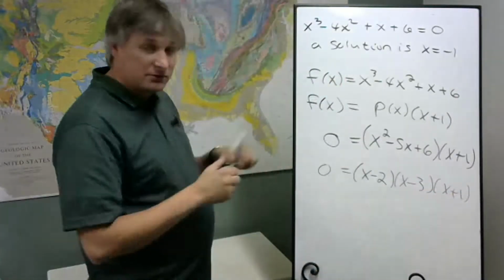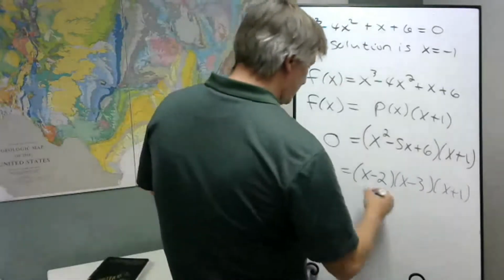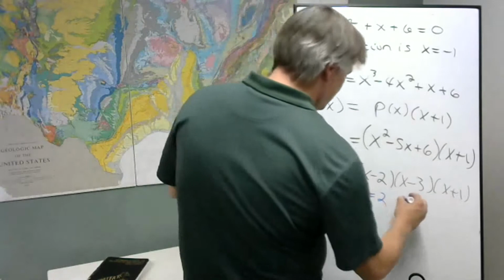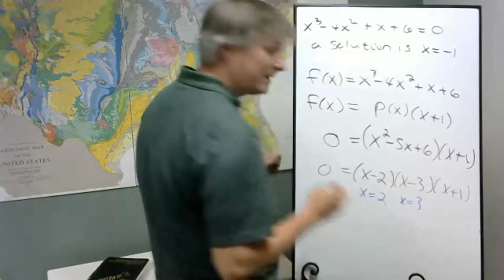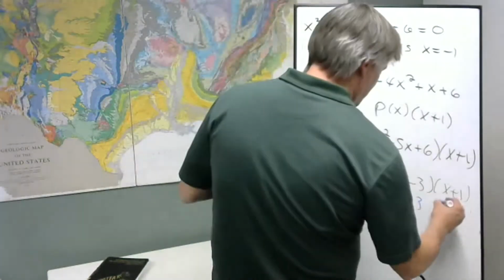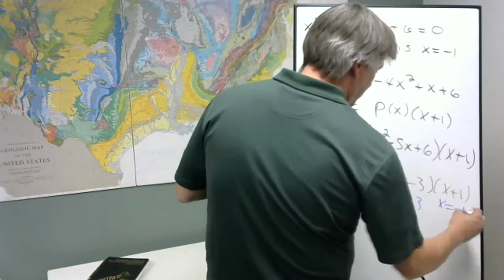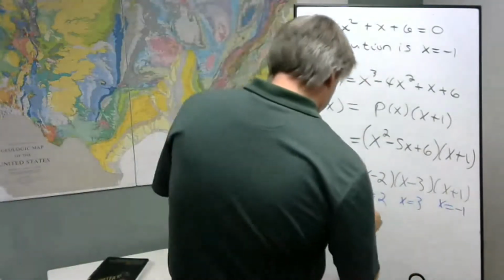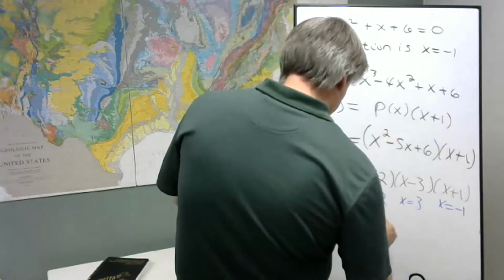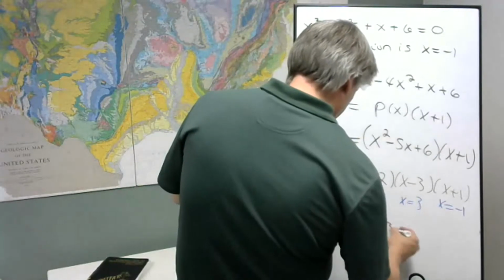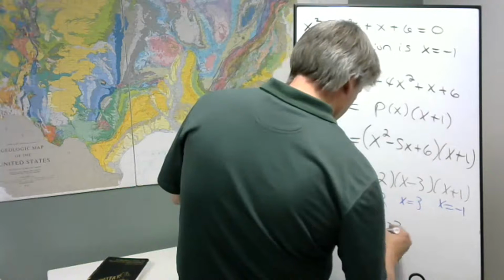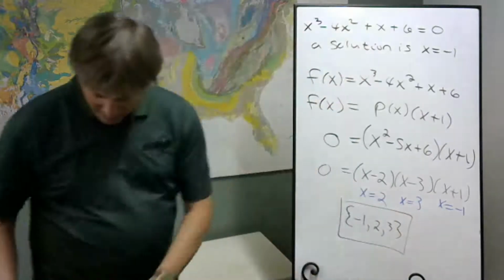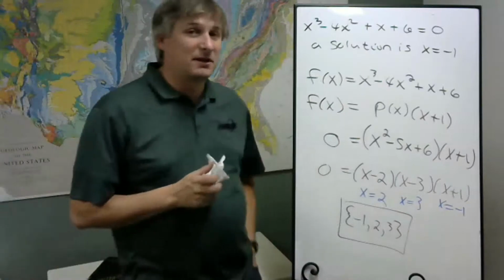So this becomes 0 when x is 2. This is 0 when x is 3. And of course, this is going to be 0 when x is negative 1. So our answers become these, and that's going to be our answer.